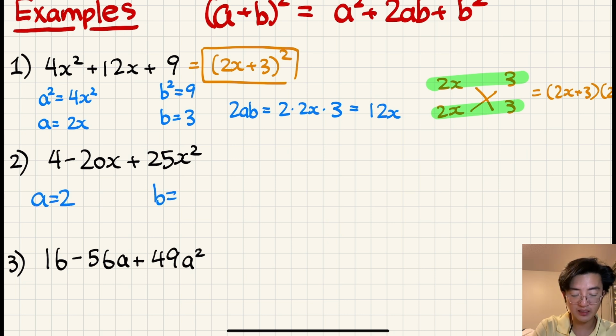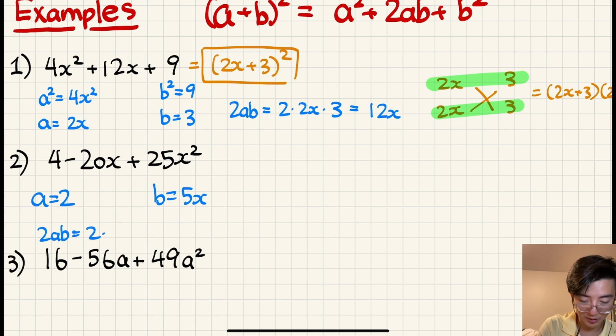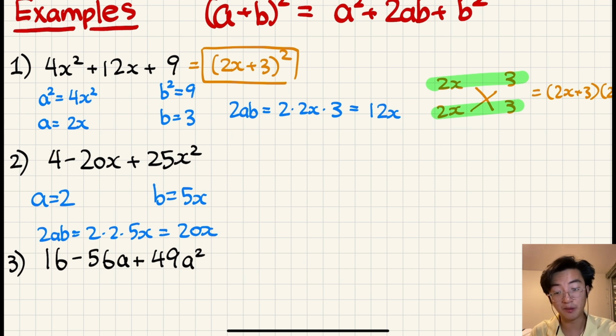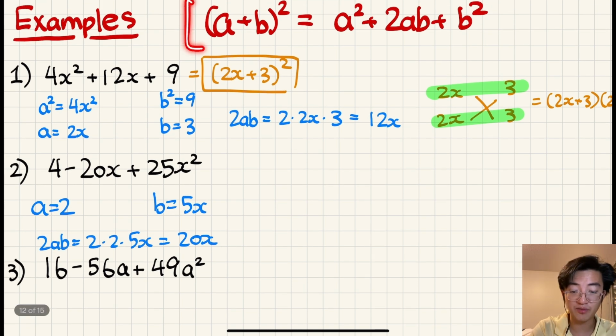Now for b, if b squared is 25x squared, then the square root of that is just 5x. Okay? And then we can confirm this. 2ab would be 2 times 5x, getting us 20x. Alright, so this works, right? We can use our quick factoring method.